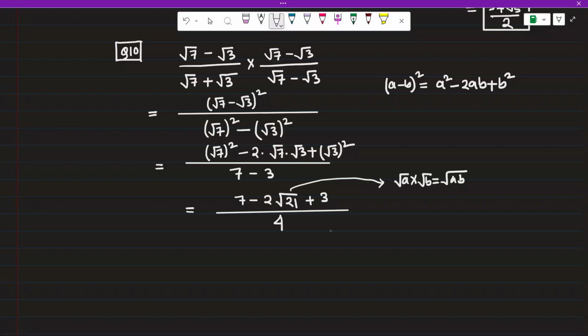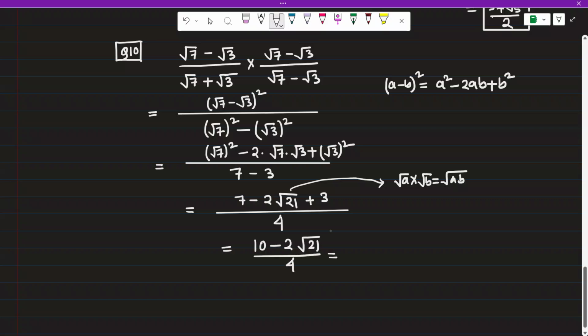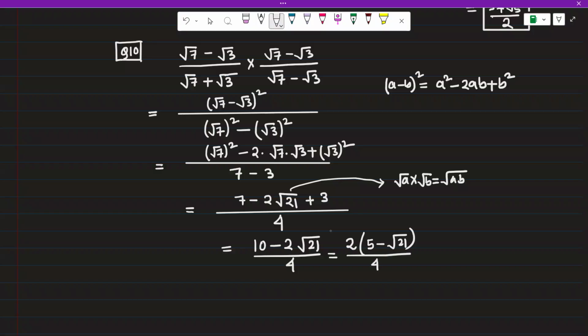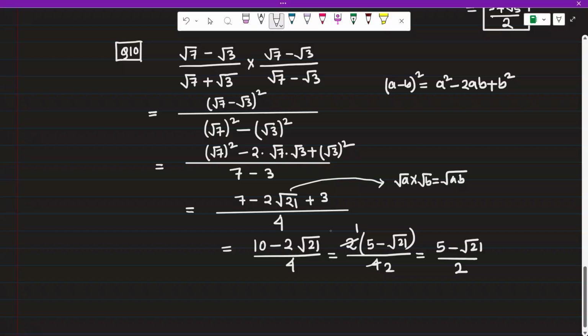So if we add the like terms, 7 plus 3, we get (10 − 2√21)/4. If we take the GCD of 10 and 2, we get 2. We can write 2(5 − √21)/4. If we cancel by 2, 2 times 1 is 2 and 2 times 2 is 4. We get (5 − √21)/2. That's our final answer.